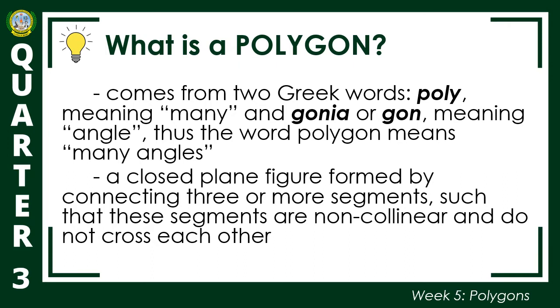So, take note that a polygon is composed of three or more segments which are non-collinear. Okay? So, meaning, the minimum number of segments that a polygon has is only three. And take note that these segments must not be collinear and do not cross each other. And the segments are connected at the endpoints so that it becomes a closed plane figure.